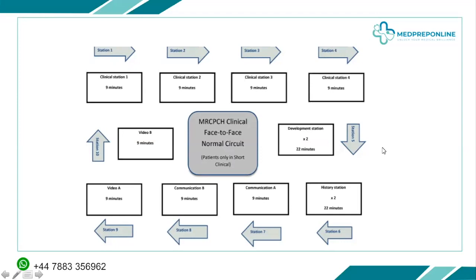In the history station also, there are 2 stations going side by side, as in the development, blue and red. And these 2 stations are the long stations. They are 22 minutes. After this, you have the communication stations A and B. These are 9 minutes, and video stations A and B.